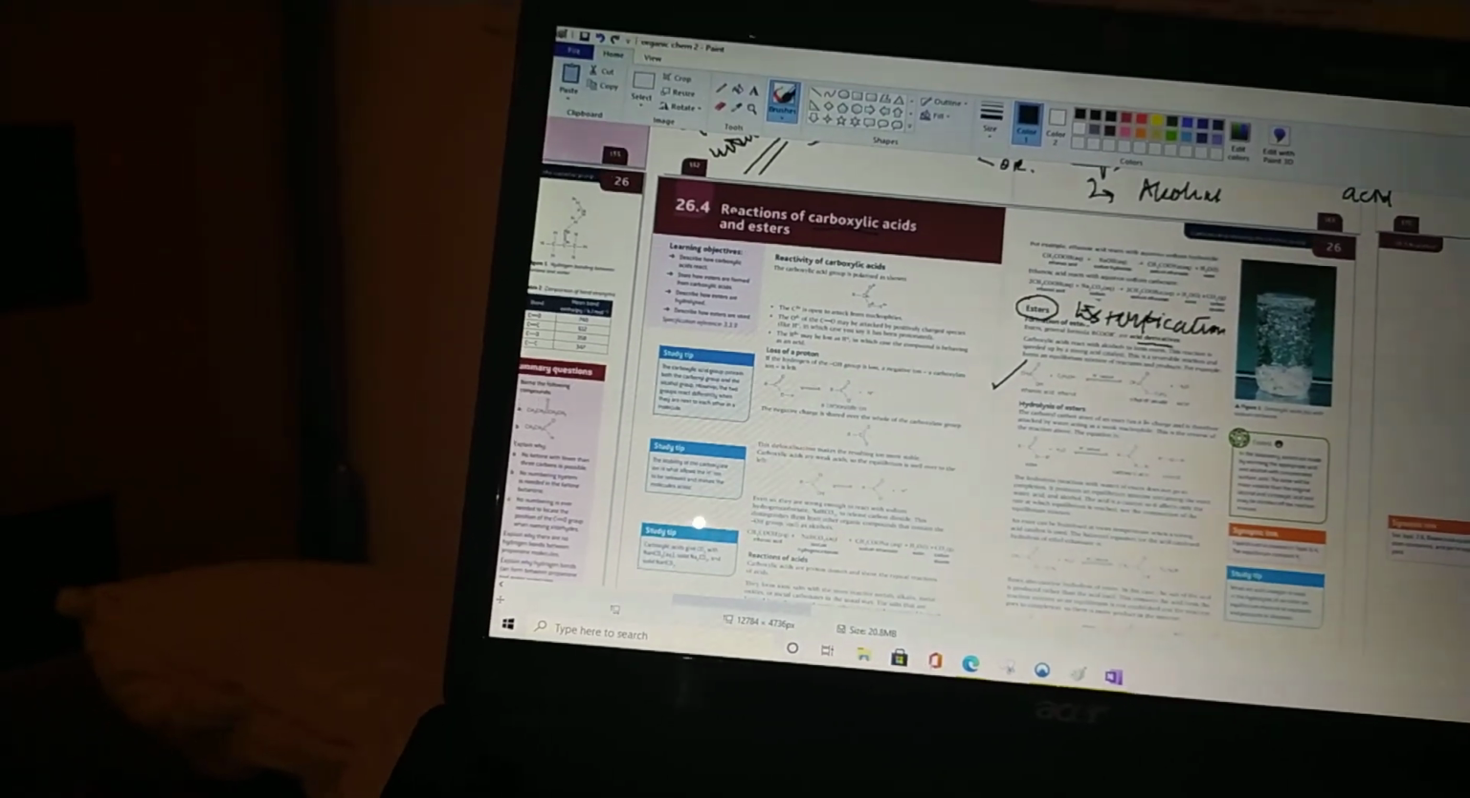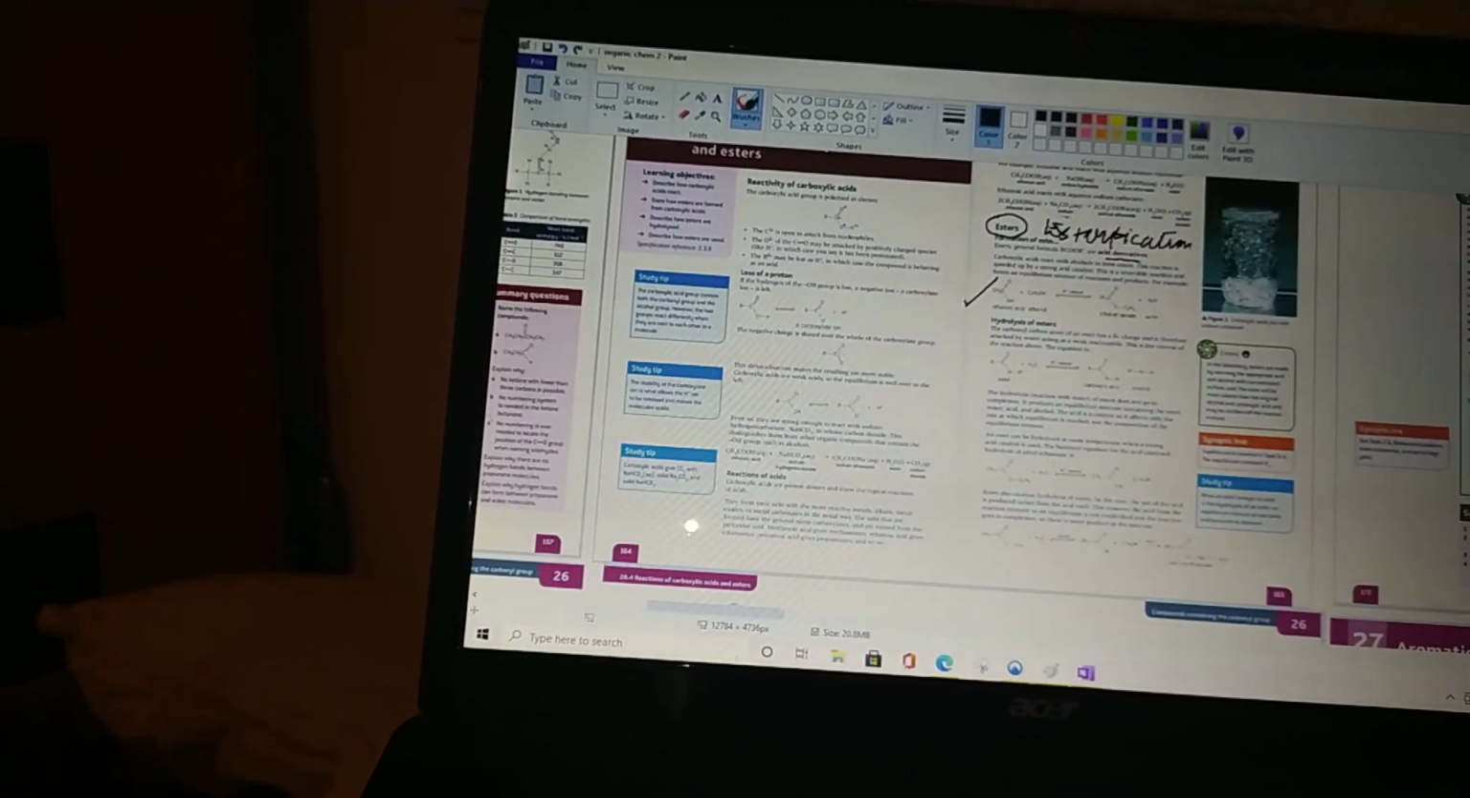This undergoes the esterification reaction. And then we see the hydrolysis, which is technically the opposite, which leads to the breaking down of the ester bond, leading to the reformation of our carboxylic acid and our alcohol.